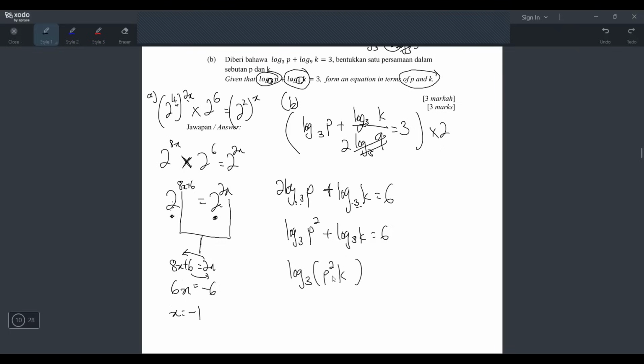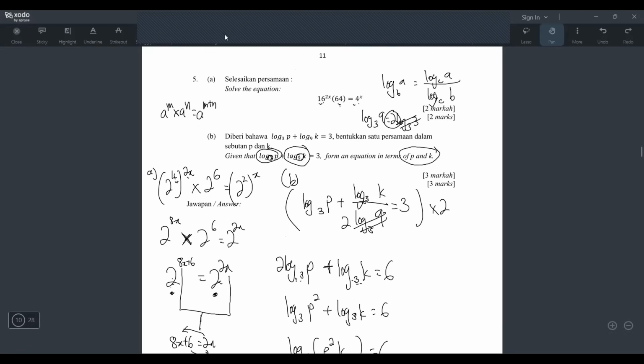Okay, you don't have to write anything in between. But you know it's times, and then equals to 6. Now you can perform anti-log. What is anti-log? Anti-log means when you have log something, base something equals to something, you can kick the base to the other side, right?